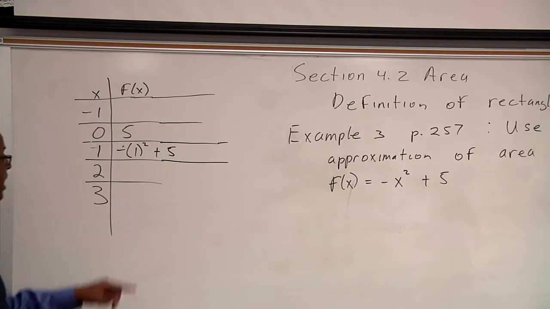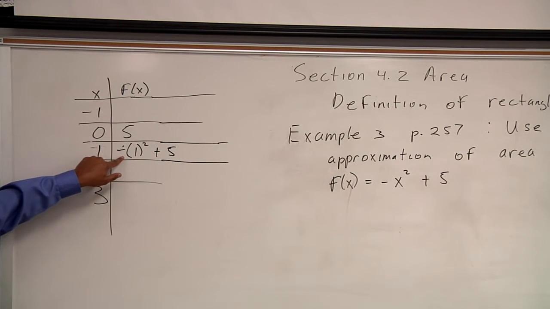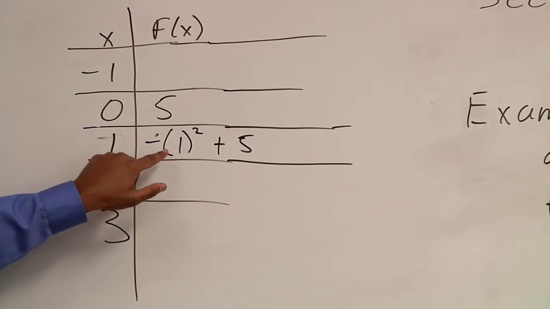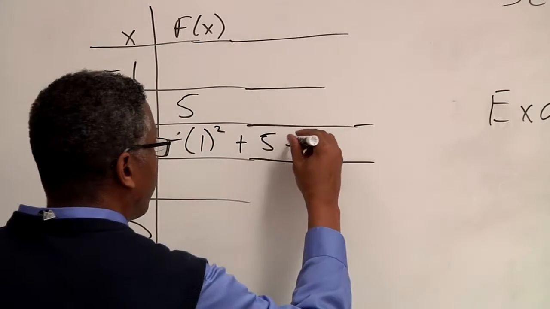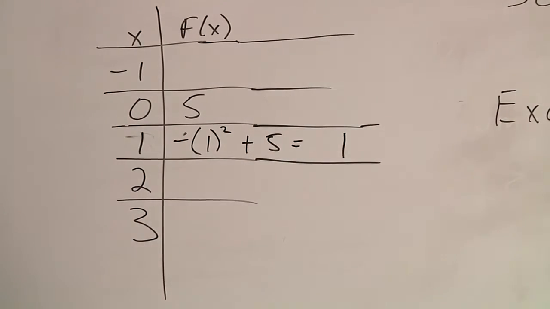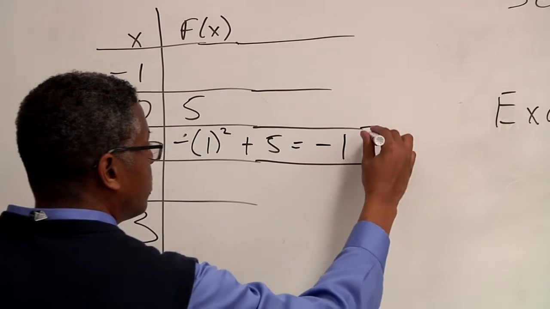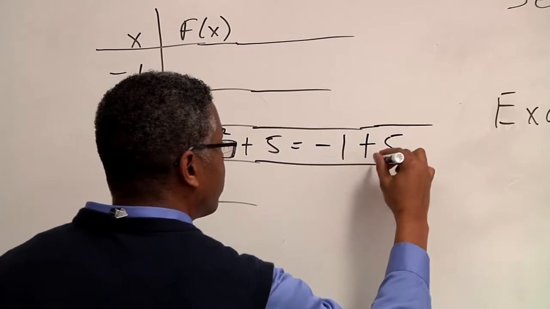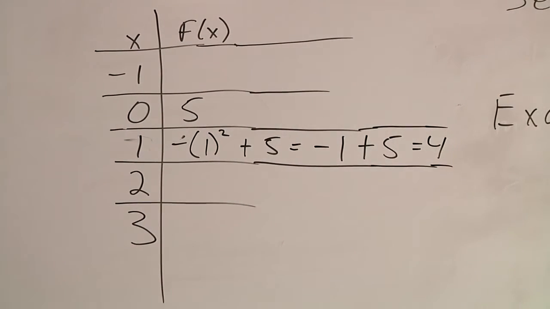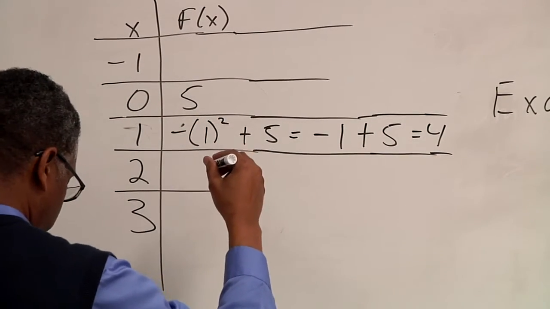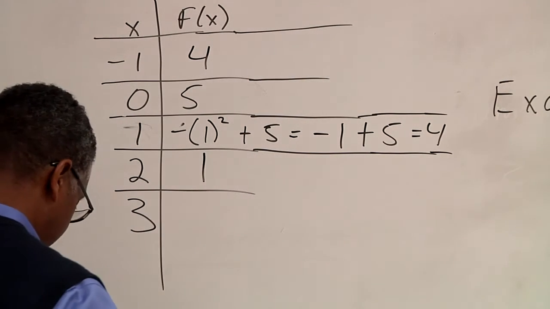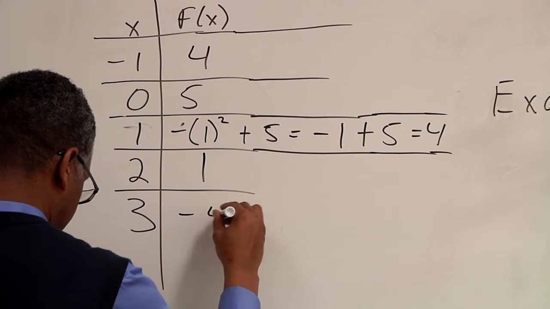Now this is a very common mistake. Many students might think this will be a positive one because negative is positive, but remember you have to follow the rules of PEMDAS. Exponents come first. So if you evaluate the exponent first, that's going to be positive 1. 1 times 1 is 1. And then you have to bring over the negative, so that's going to be negative 1 plus 5, which equals 4. And you repeat the same process for the rest of the numbers, and for minus 1 you get a 4, for 2 you get a 1, and for 3 you get a negative 4.